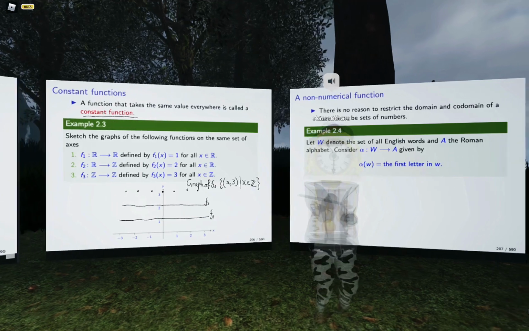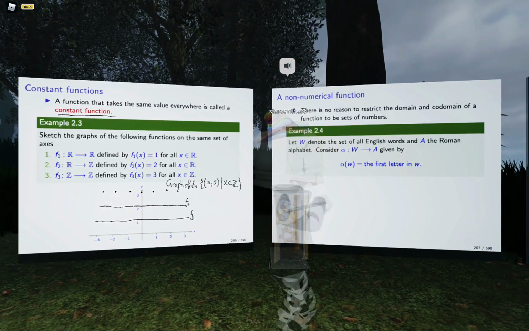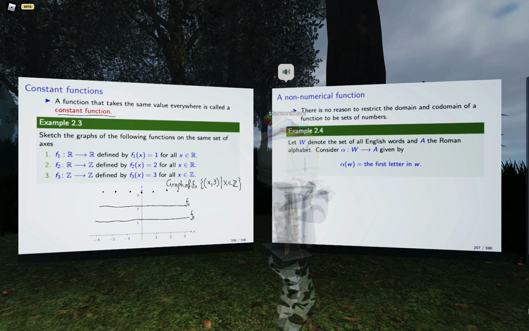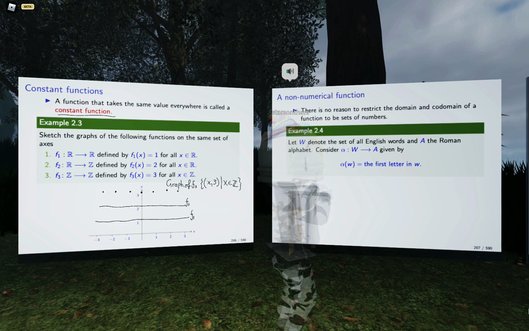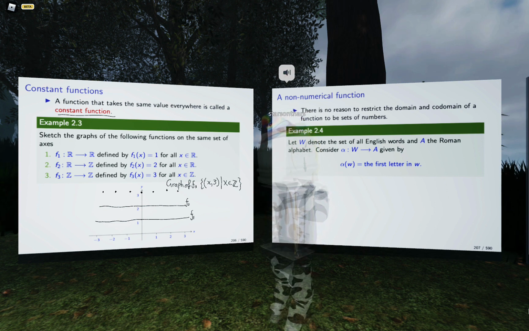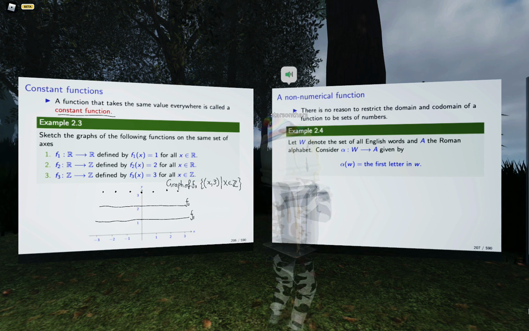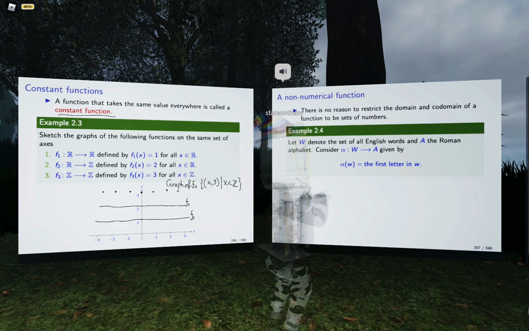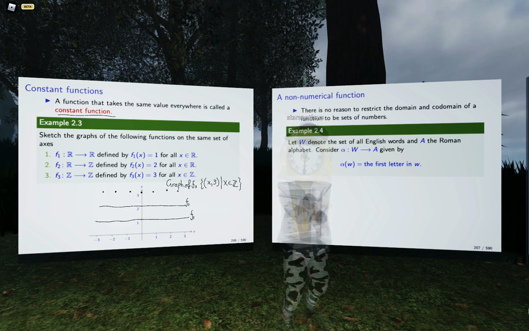Now, this is maybe a bit of a strange example, but it's just making the point that functions can take as inputs anything you like, any set. So we could take, for example, the set of all English words and a set of letters, and take alpha to be the function that returns the first letter in a word. That's a well-defined function. I guess we're not going to graph it though.